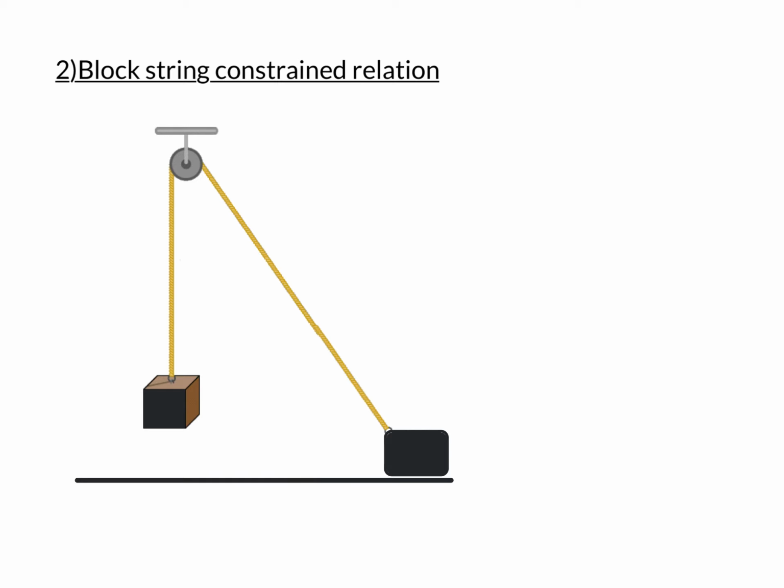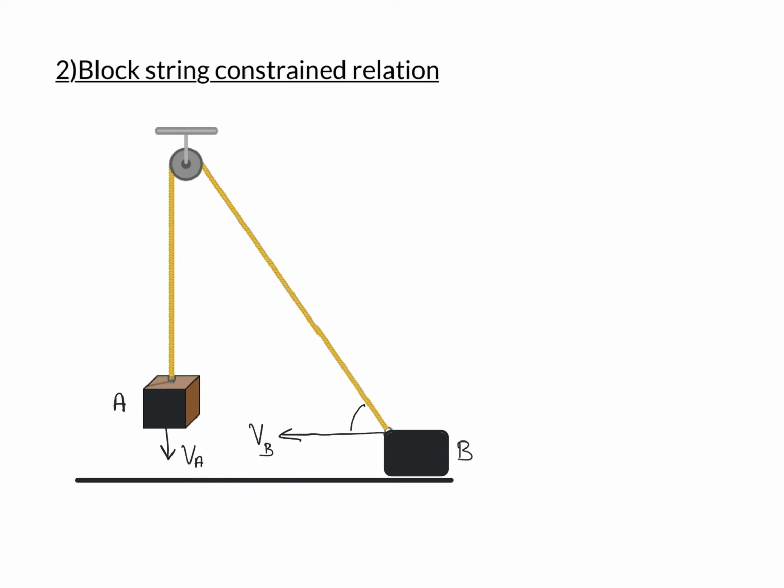So over here, consider a block A which is moving in the downward direction with an instantaneous velocity, let's say VA, and a block, take it as block B, which is kept on a smooth horizontal surface, moving towards the left with an instantaneous velocity, take it as VB. Our aim is to find out the constraint relation between the velocity of block A and the velocity of block B.